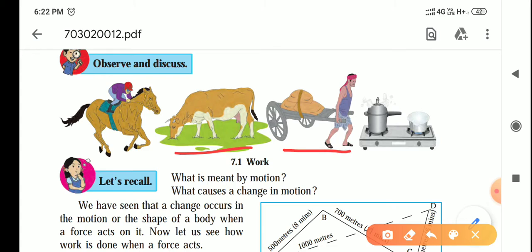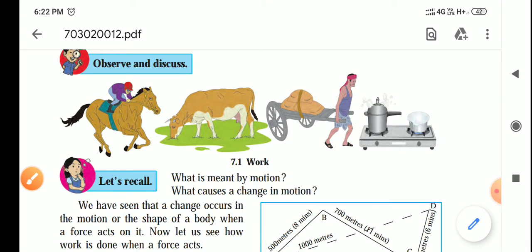In third image you can see one person is earning his living by pulling hand cart. The hand cart is loaded with different types of loads. In last image you can see some cooking is going on. You can see there is one whistling cooker, and in second there is one pot with a boiling milk. Some milk is overflowing from that pot.